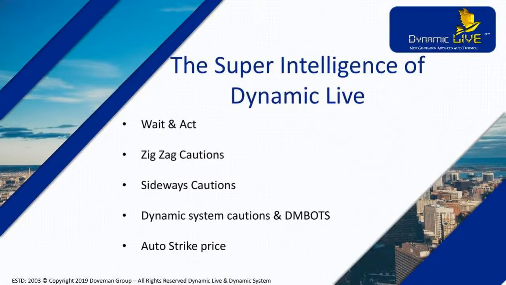Now, these are some of the major intelligence. Like we have the wait and act intelligence. Right entry and right exit is very important, I agree, but at the same time, when not to enter, when not to exit a trade, that is also equally very important. Do you all agree to this? Right? So today, this wait and act intelligence will automatically identify which are the places where you are not supposed to enter or not supposed to exit from any trade. Got it? So that is a benefit here.